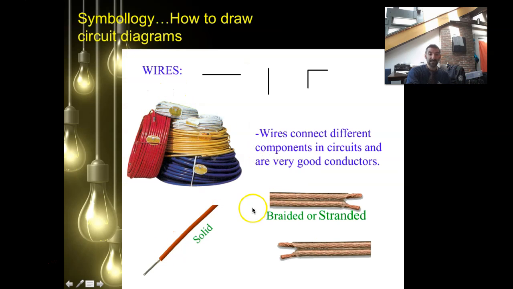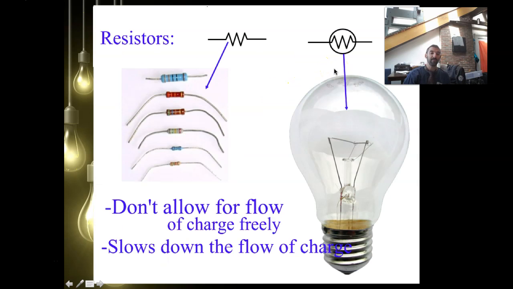These guys are wires. There are two kinds of wires. They're solid and braided. Most of the wires we use are braided because they're cheaper and they're more flexible. But a solid wire also works. They're just metal conductors that are coated on the outside with an insulator. And we draw them literally with just straight lines. That's a wire, that's a wire, this is a wire that turns.